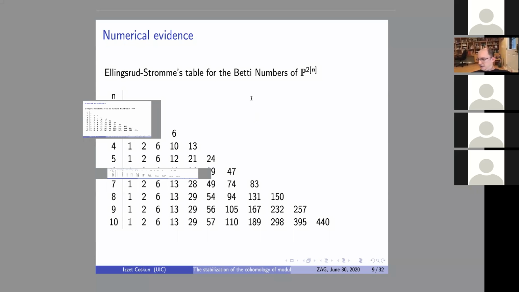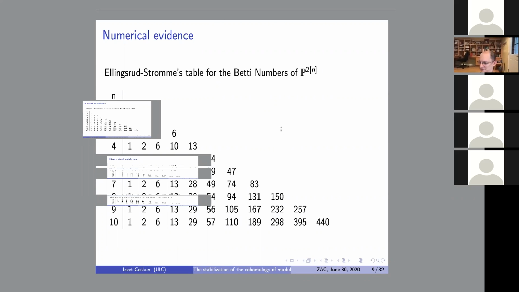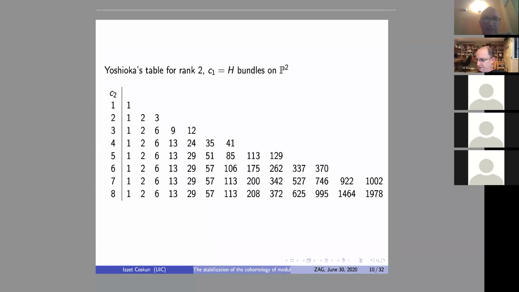The Betti numbers, whoa, what's going on? Why is it? I'm sorry. Let me see. I see that what's being shown on my Zoom is different than what I'm seeing on my screen. So let me just do this.